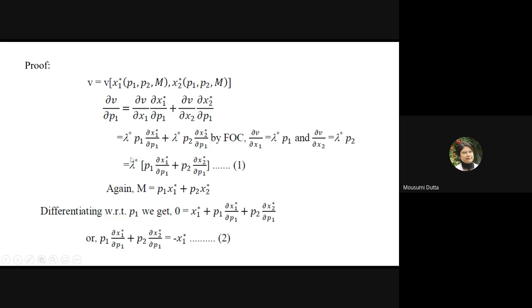However, here we are using the indirect value function. So instead of x1, we have x1 star, and instead of x2, we have x2 star. So for lambda, we are using the star notation. Since it is based on the indirect objective function, we have del v by del x1 star is equal to lambda star p1, del v by del x2 star is equal to lambda star p2. From this equation, taking lambda star common, we get p1 del x1 star by del p1 plus p2 del x2 star by del p1. We are calling this equation number 1.